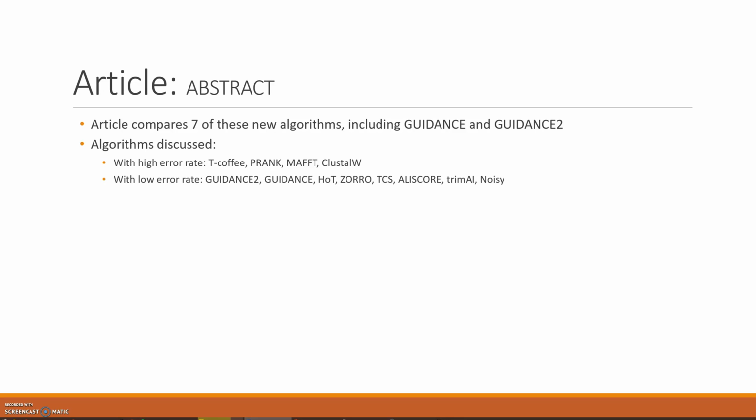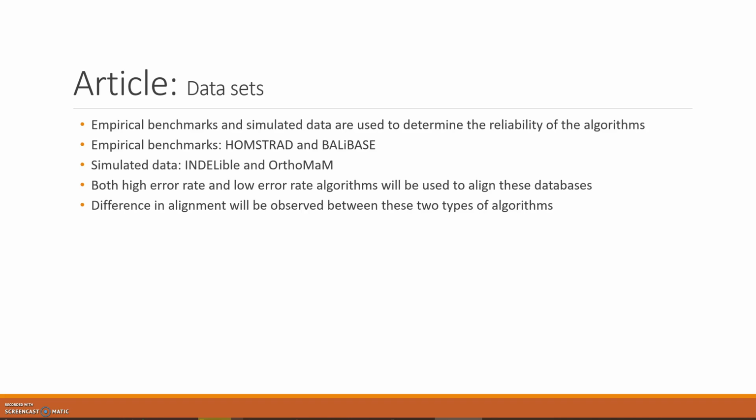The first test is a test with high error rate algorithms. These include T-Coffee, Prank, MAFFT, and ClustalW. The next test is with low error rate algorithms. These are Guidance 2, Guidance, HoT, Zorro, TCS, AliScore, Trim AI, and Noisy. For these tests, they use both empirical benchmarks and simulated data. Each algorithm is used to align these benchmarks, and the column results are then compared to determine the reliability. For empirical benchmarks, we use Homstrad and BAliBASE. For simulated data, we use INDELible and OrthoMam.